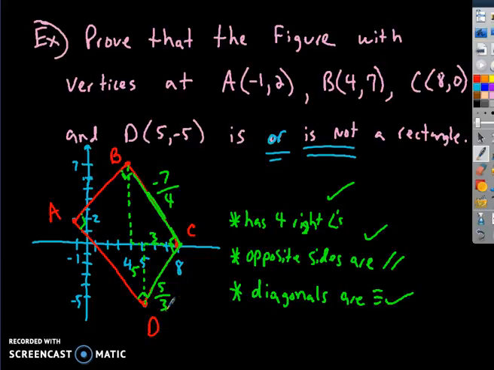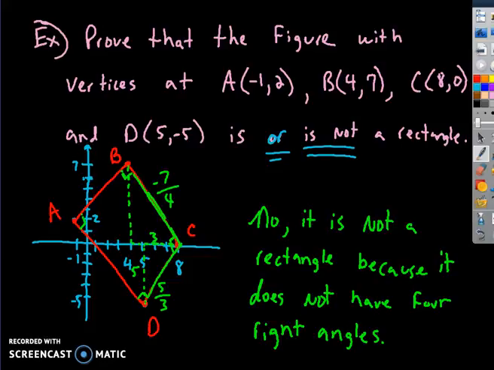This can't be a rectangle because these lines are not perpendicular. So they're not making a right angle. So the answer is no. No, it is not a rectangle because it does not have 4 right angles. That's all I have. Good luck.